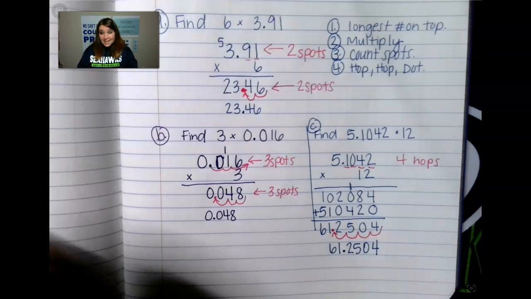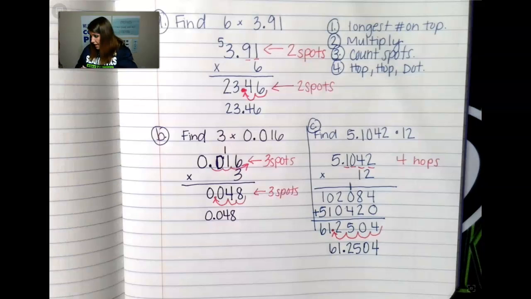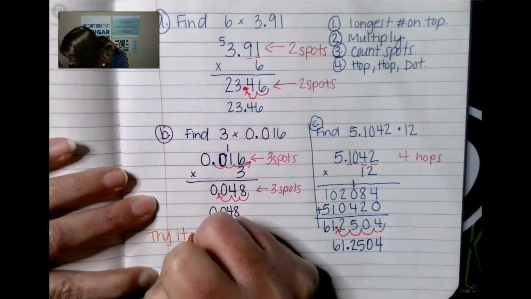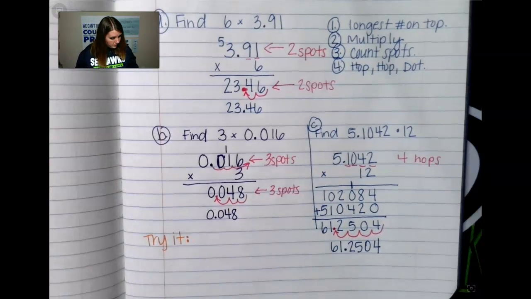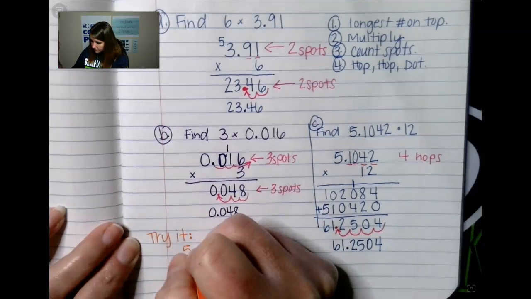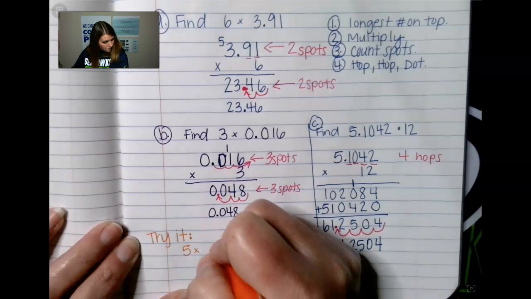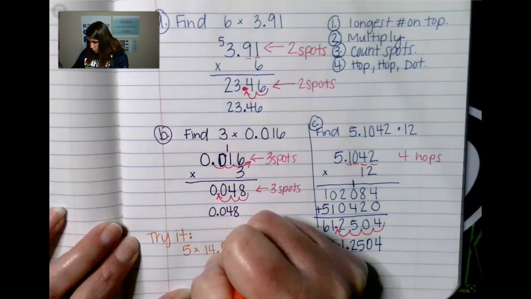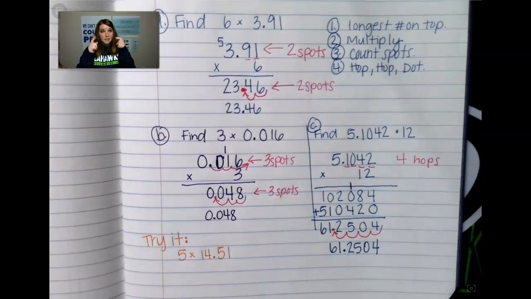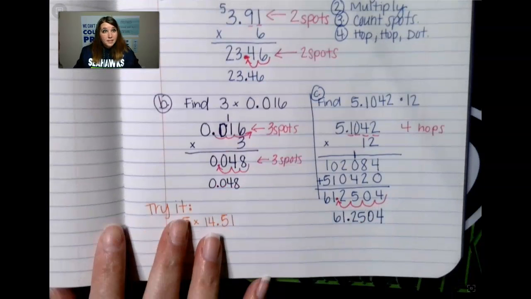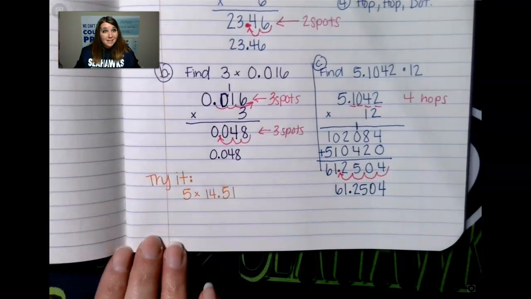Okay, let's do a try it. Are you ready? Your try it. I would like for you to please do 5 times 14.51. All right, go. Hit pause right now so you don't hear me solving this problem, and then when you're done, come back and check your work.